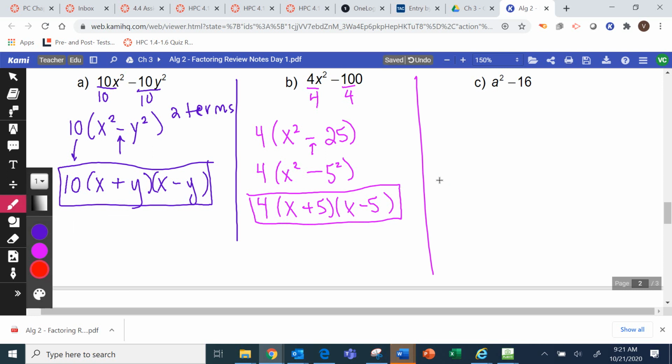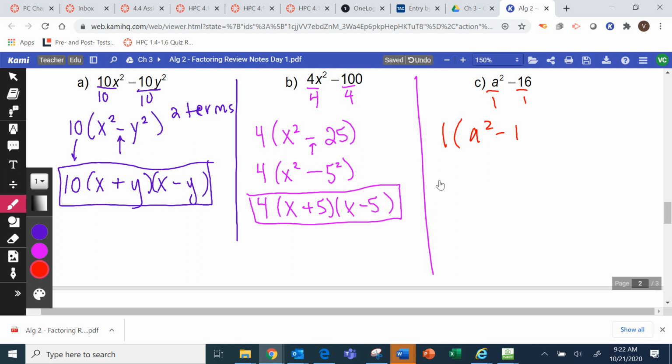A squared minus 16. Holland, is there a GCF? A greatest common factor? What is it? So 1 doesn't change the number at all. 1 is always going to be a greatest common factor. If I take out 1, I'm left with a squared minus 16, so that doesn't count.